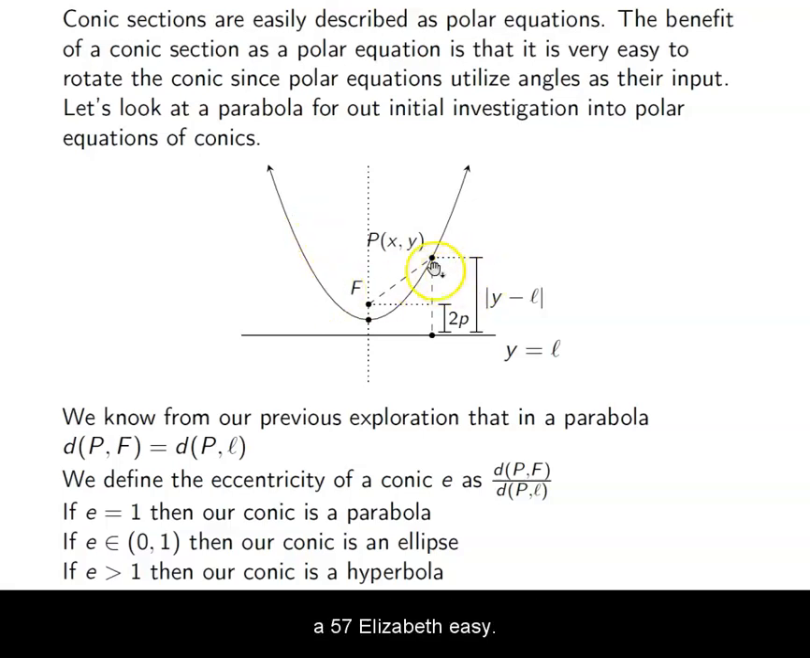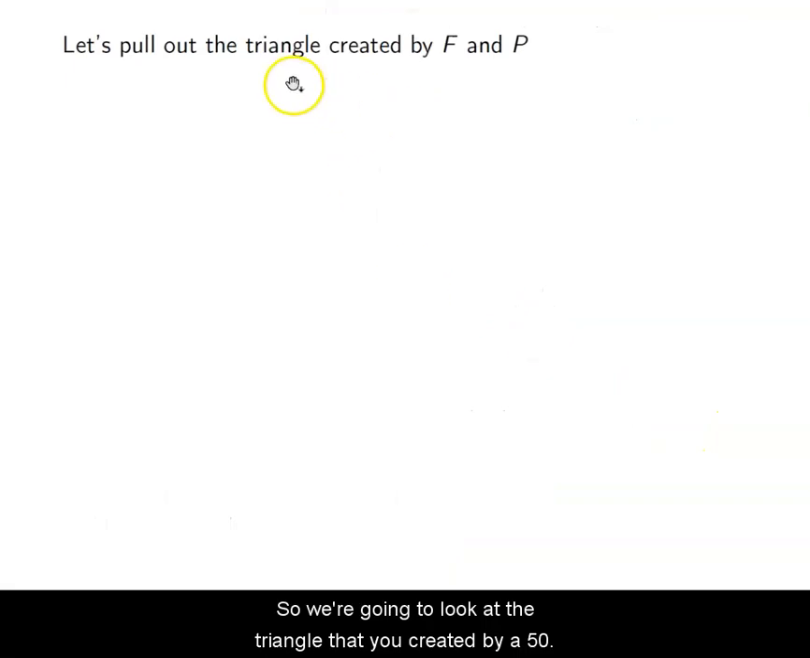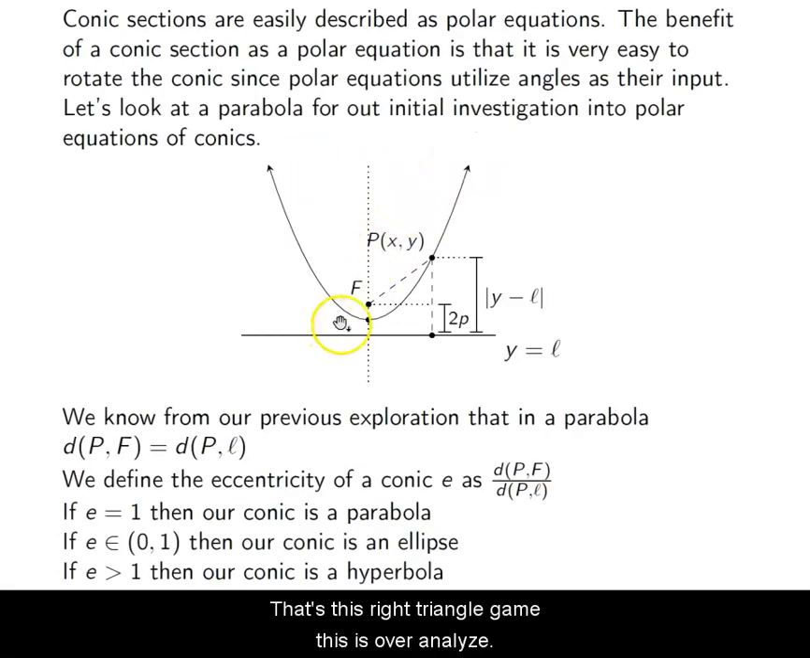So let's look at the triangle that's created by F and P. On the ellipse and hyperbola sections, we saw what those triangles were, more so on the ellipse. For this one, we're going to look at this right triangle that's created, and we're going to use it to talk about our eccentricity. The triangle created by F and P has this shape: focus to our point. This is the difference in height between the focus and the point, and this is the difference on the x-axis between the focus and the point. So that's this right triangle here, and this is what we're analyzing.